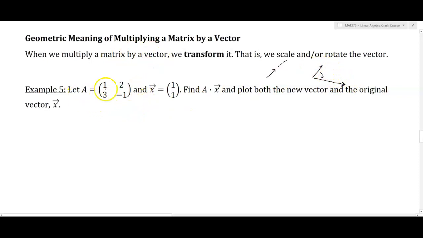So here we have a matrix A, and the matrix multiplication that we defined above works here. We just have a coefficient matrix, and this vector just has numerical components instead of having symbols in it. So what we want to do here is find A times X and plot both the new vector and the original vector. So let's go ahead and start our plot here, since we already have one of the vectors.